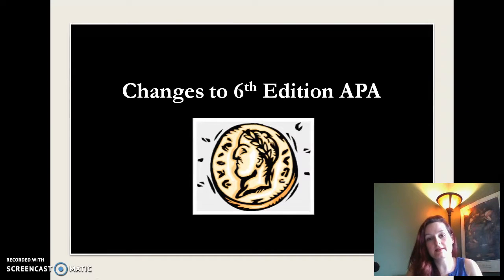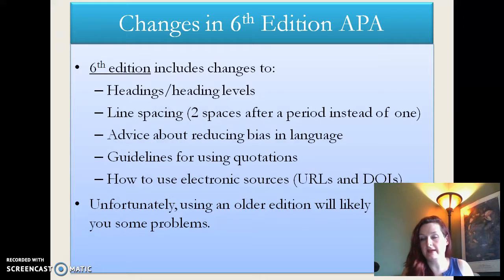So let's talk about some changes to 6th edition APA. There were quite a few for the most recent handbook. We already talked about the headings and subheadings, but there are also changes to line spacing and spacing with punctuation.